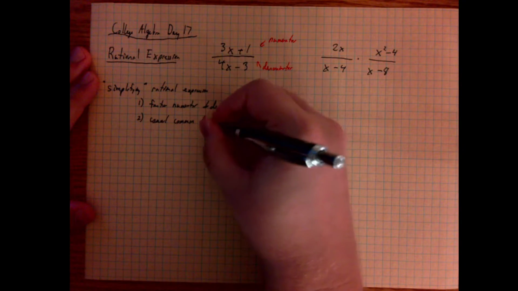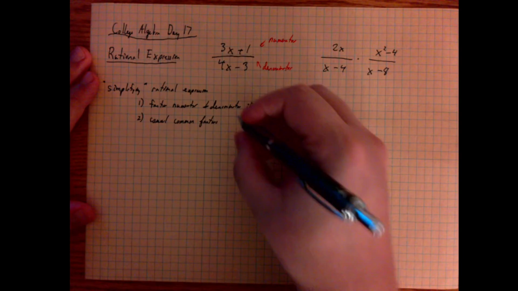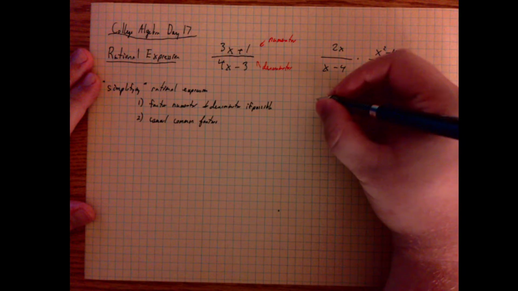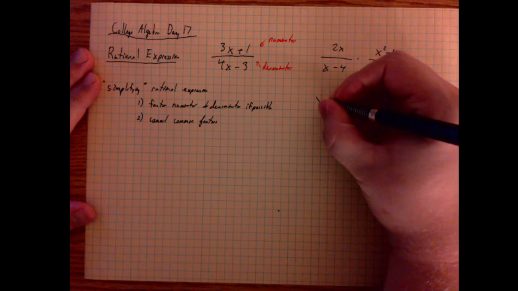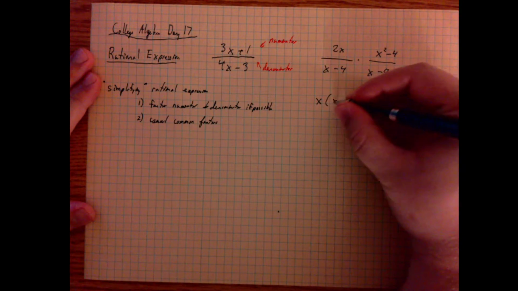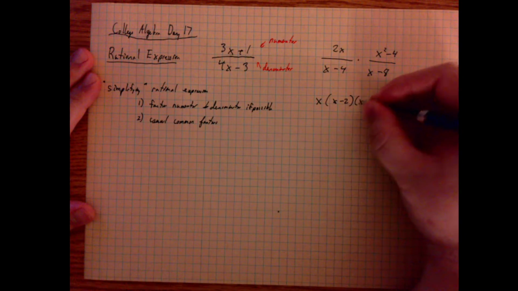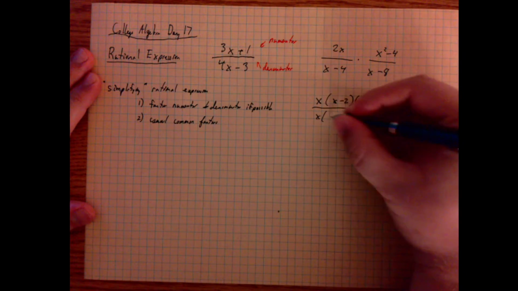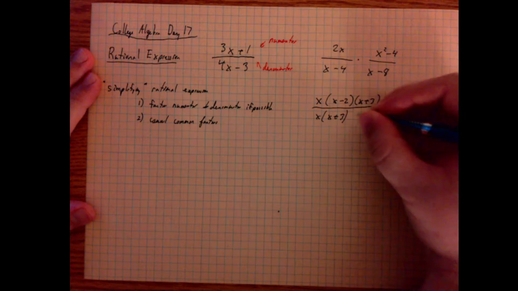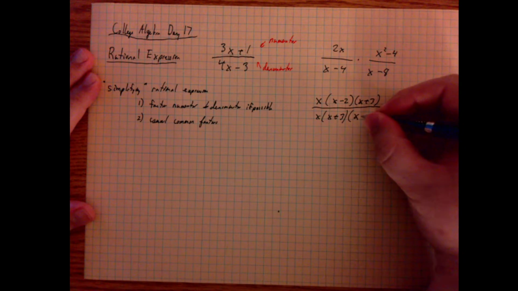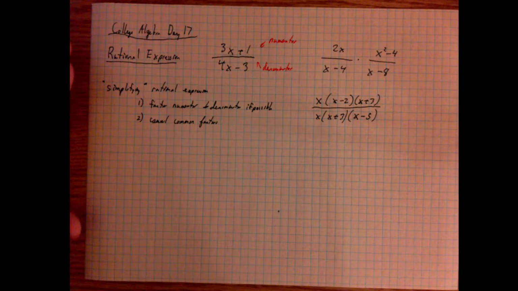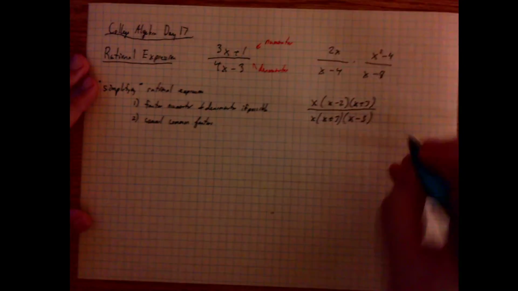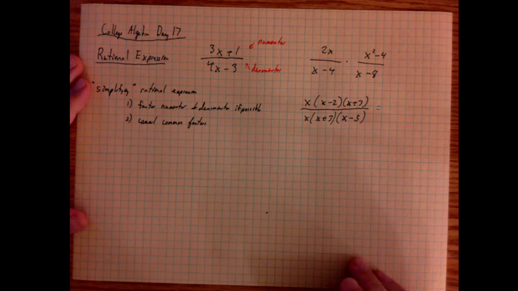Common factors are any factors which exist in both the numerator and the denominator. So for example, if I was to write a rational expression like this, x times x minus 2 times x plus 3 all over x times x plus 3 times x minus 5, there is a way to write a simpler version of this where we cancel out the ones that they have in common.